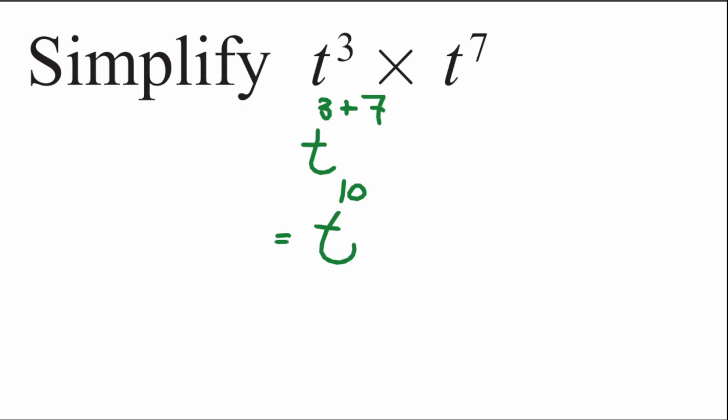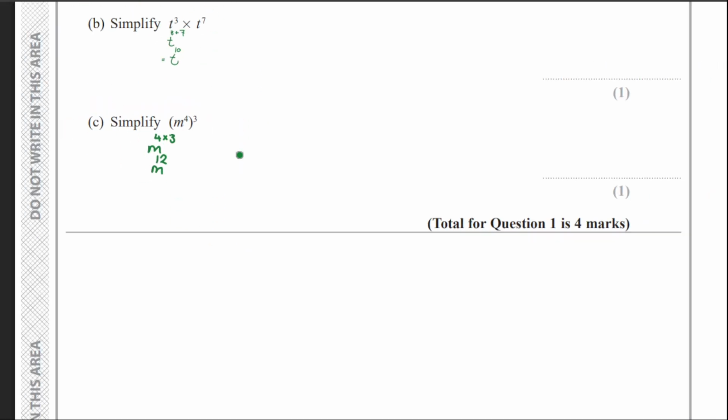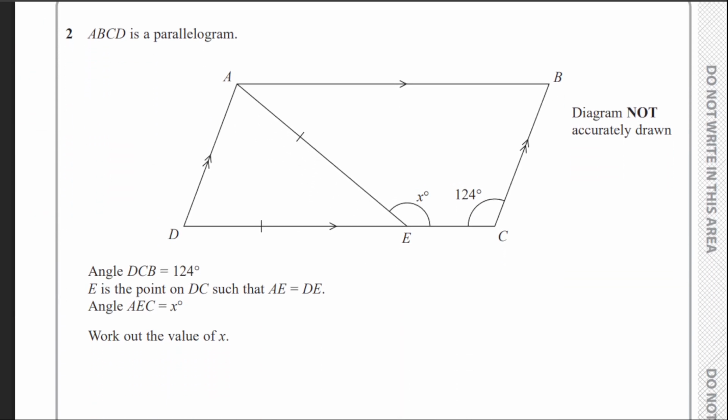Goodness, look at this t. It looks strange, but it's still a t. And that's it for this question. It's 4 marks. So now let's do question 2. ABCD is a parallelogram.